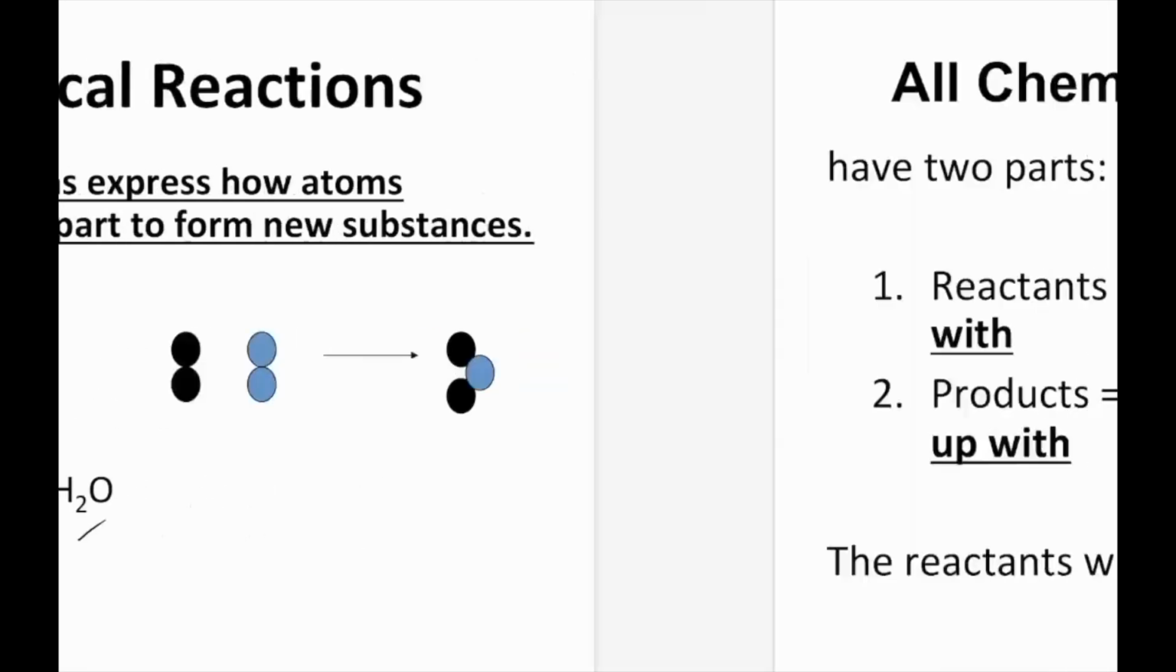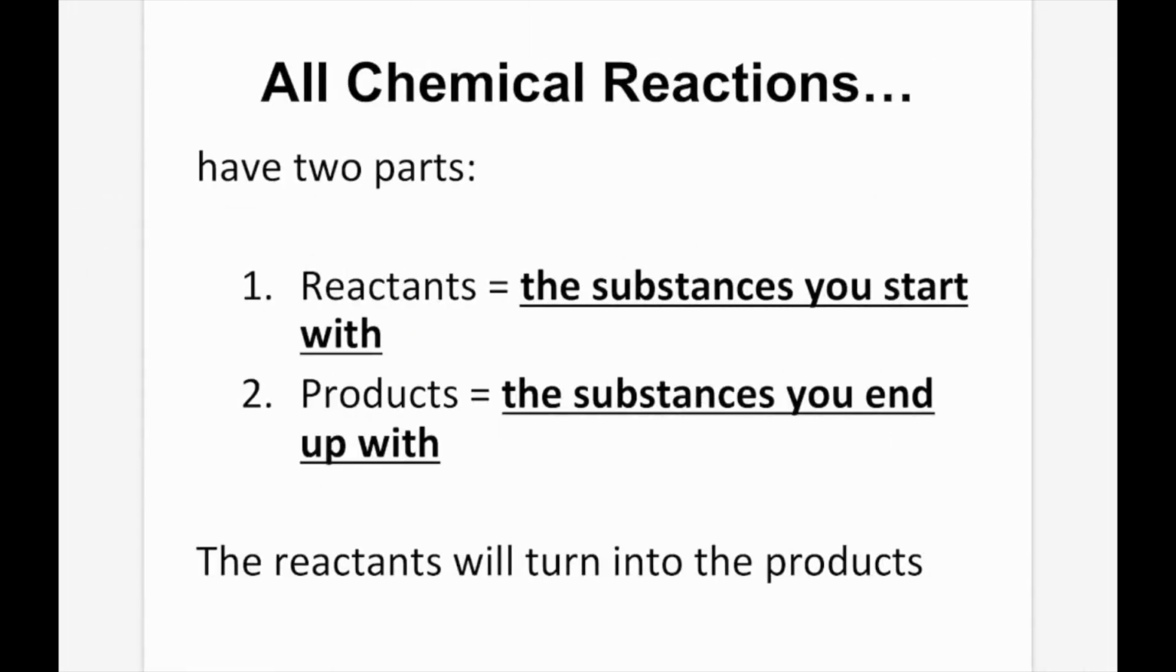All chemical reactions have two parts. Number 1, the reactants. The reactants are the substances you start with, and then we have the products. The products are the substances you end with. The reactants turn into the products. So usually we write it as reactants yield our products.